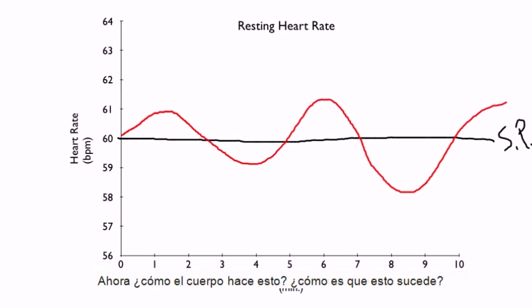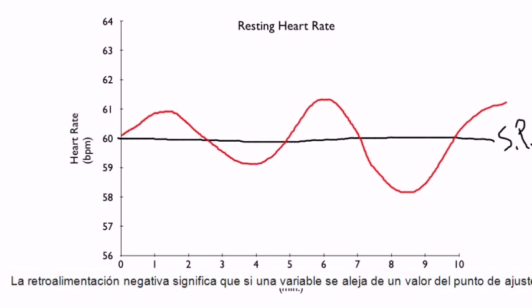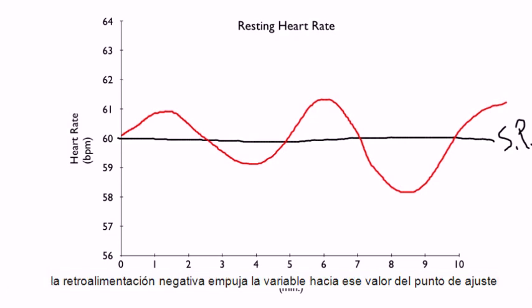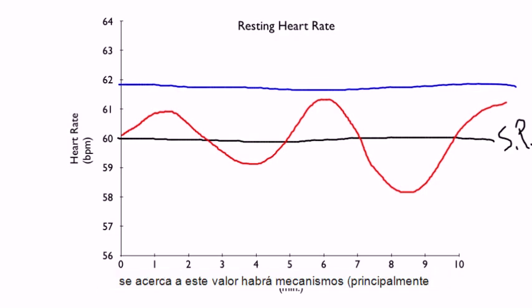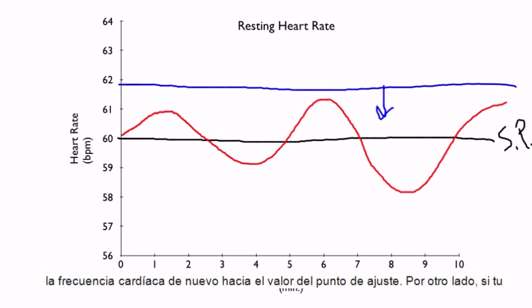Now, how does the body maintain this? How is it that this happens? That's negative feedback. Negative feedback means as a variable moves away from a set point value, negative feedback pushes the variable back towards the set point value. So in other words, if your heart rate gets too high, somewhere around here, let's say, as you go across, there's some value where if your heart rate approaches this value, there are going to be mechanisms, primarily the parasympathetic division of your autonomic nervous system, that will push the heart rate back down towards the set point value.